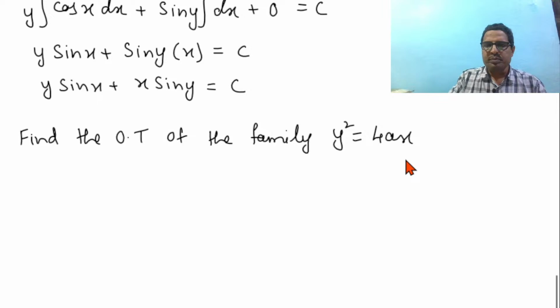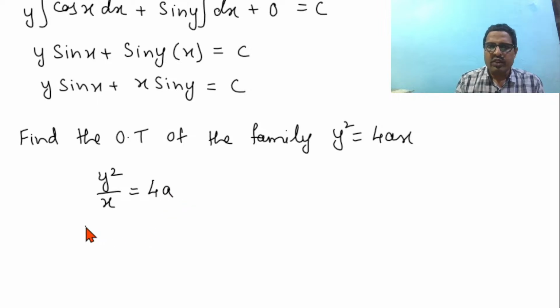First, we need to eliminate the constant value. We will try to eliminate this constant 4a. To eliminate it, I can rewrite this equation as y square by x is equal to 4a. Now let us differentiate this with respect to x.